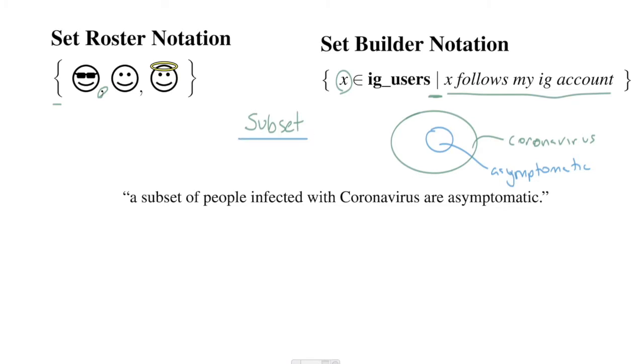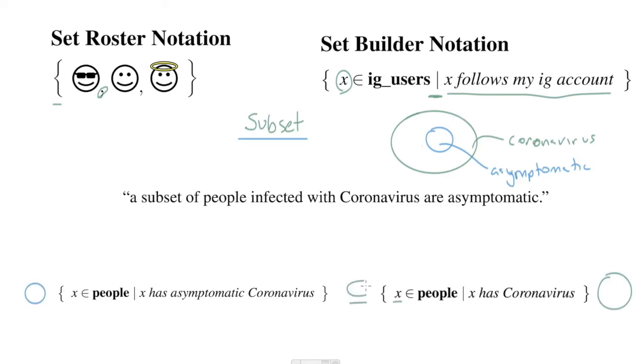So let's deconstruct this example using the set builder notation. So we represent this with the subset symbol. It looks like this sort of horseshoe shape with a horizontal line underneath it. So this is the symbol for subset. So people with asymptomatic coronavirus are a subset of people with coronavirus.